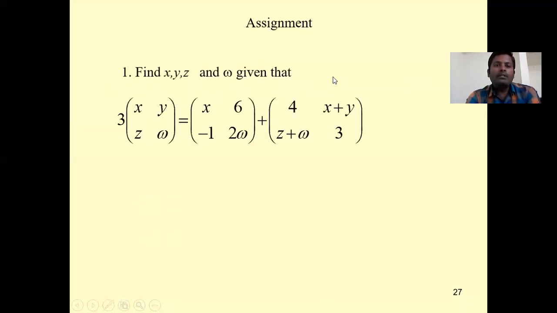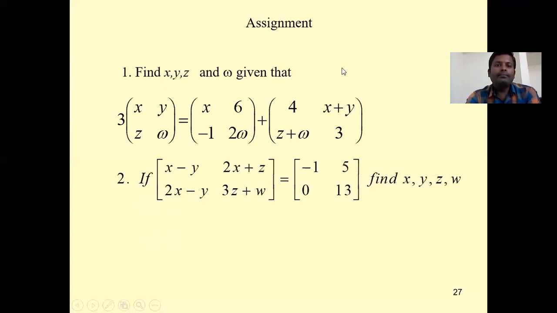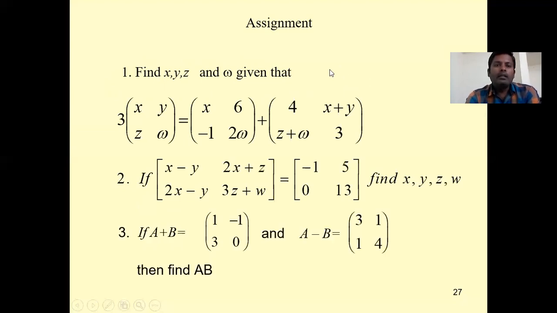The first question, find x, y, z, and omega given that 3 into x, y, z, omega is equal to x, 6, minus 1, 2 omega, plus 4, x plus y, z plus omega, 3. Here we find x, y, z. Just we have to equate the values, addition and multiplication.